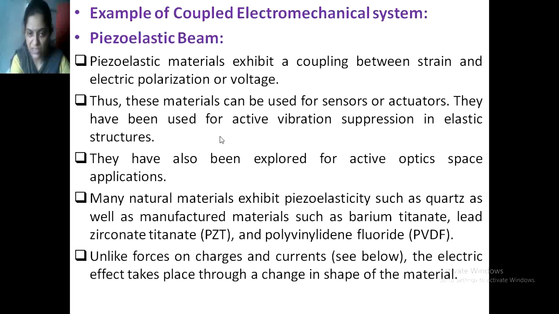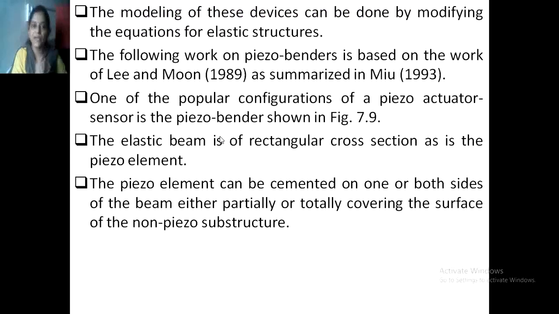Many natural materials exhibit piezoelectricity, such as quartz, as well as manufactured materials such as barium titanate, lead zirconate titanate and polyvinyl chloride. So unlike forces on charges and currents, the electric effect takes place through a change in shape of the material. So the modeling of these devices can be done by modifying the equations for elastic structures. The following work on piezo benders is based on the work of Lee and Moon as summarized in Lee.